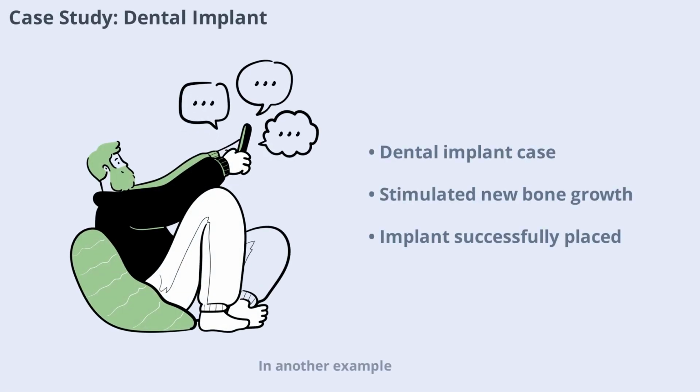In another example, a patient required a dental implant but lacked sufficient bone. A demineralized freeze-dried bone allograft was used to stimulate new bone growth. Within a few months, enough bone had formed to support the implant, demonstrating the osteoinductive power of demineralized allografts.